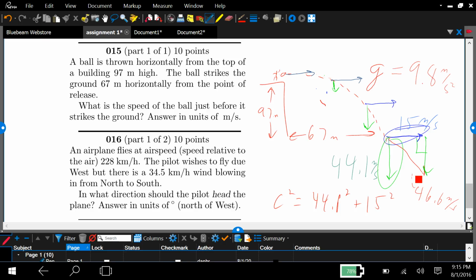Okay, if you're getting a number over 2,000, make sure you take the square root. And so that is how fast it's going.